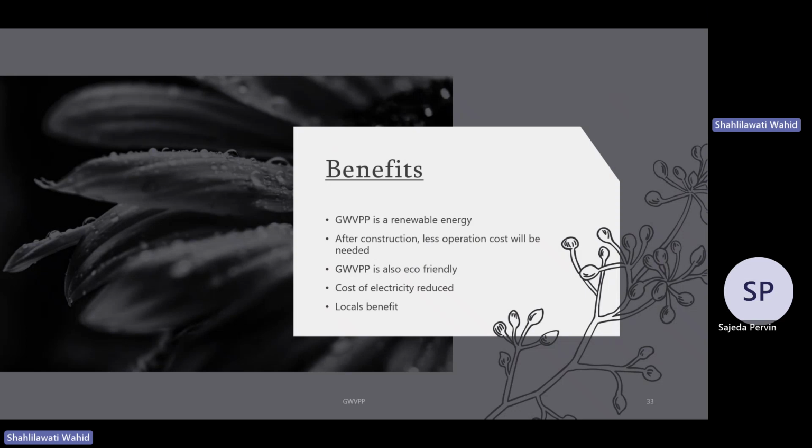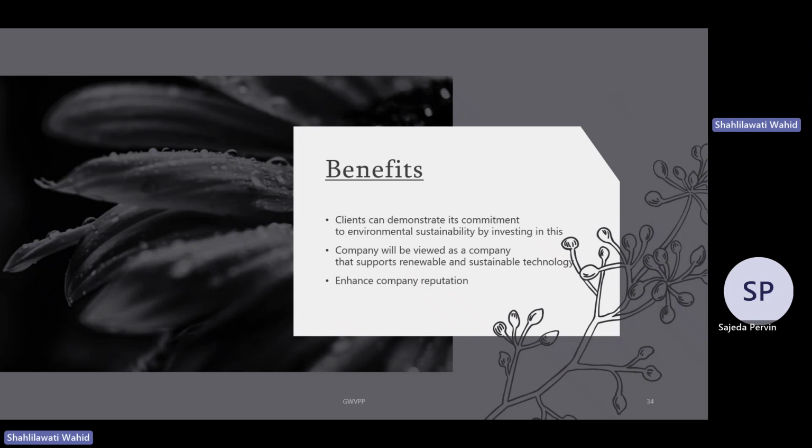The cost of electricity will be reduced, and we will bring benefits to the locals, as if we hire them, we're providing job opportunities to them. And how can our clients benefit from this? They would demonstrate their commitment to environmental sustainability by investing in us, and they will be viewed as a company that supports renewable and sustainable technology, which later enhances their company's reputation.